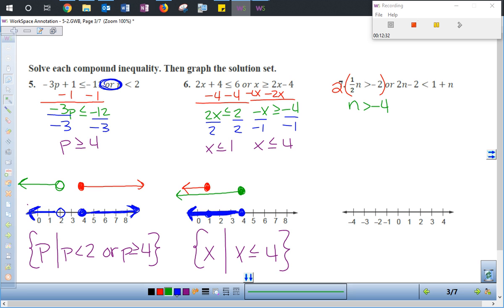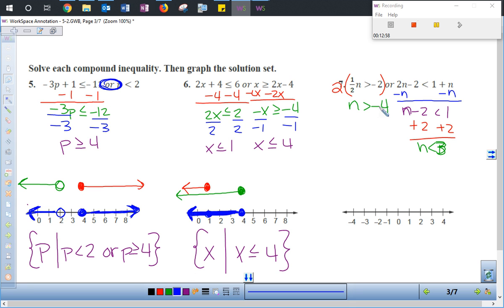Now on this one, I want all of my variables on the left side and all of my constants on the right. So I'm going to subtract n from each side. 2n minus n is 1n, minus 2 less than 1. Then I can add 2 to each side, and I'm left with n is less than 3.